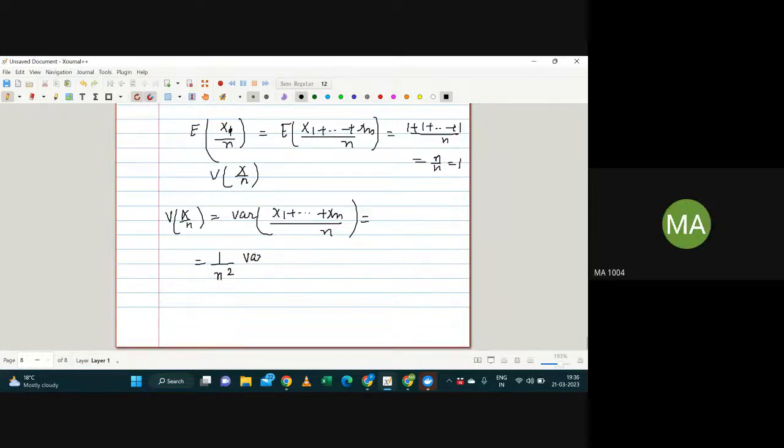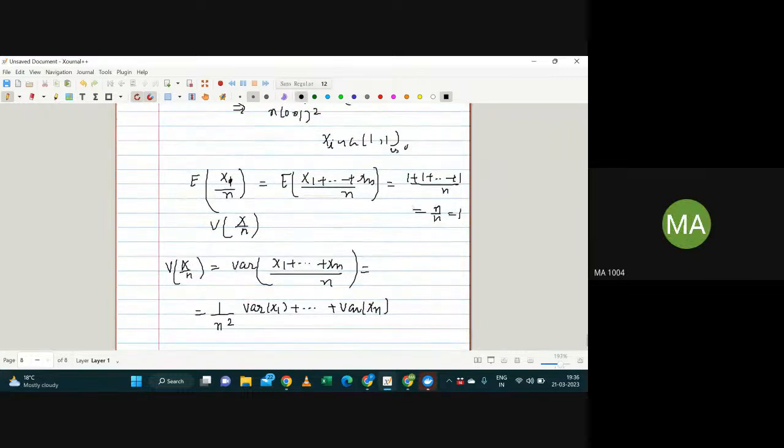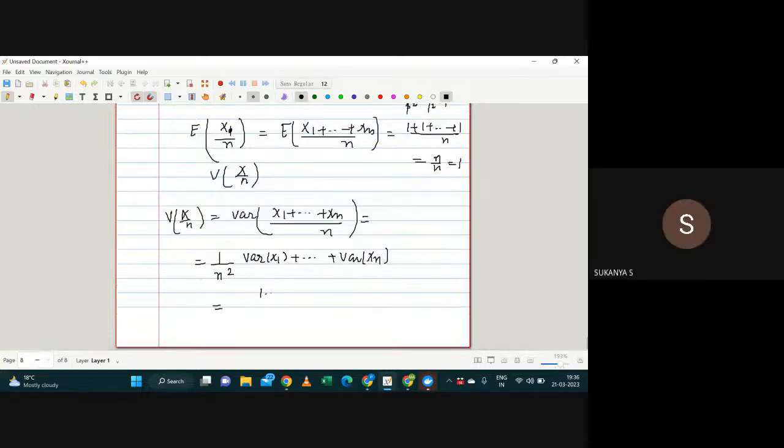It will be 1 by n square times the variance of x1 plus so on, plus the variance of xn. What will be the variance of xi here? Alpha by beta square, that means 1 by 1 square, that is 1, right? So it will be 1 by n square times n, so n by n square. It will be 1 by n, right? Now, when gamma follows (alpha, beta) and alpha is equal to 1, it is an exponential distribution, right?